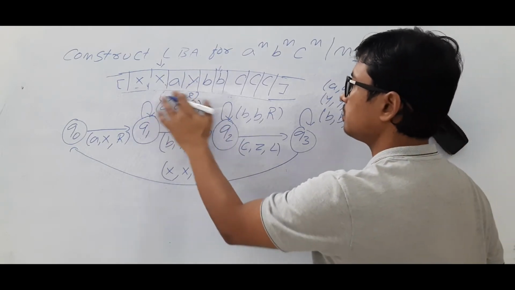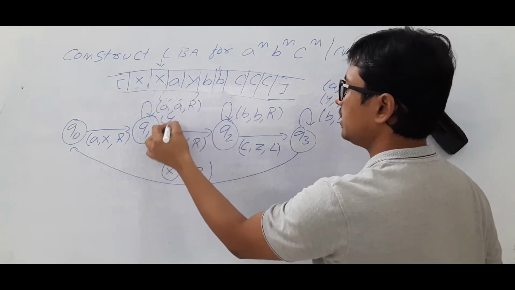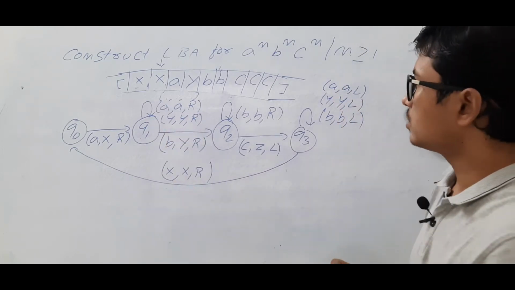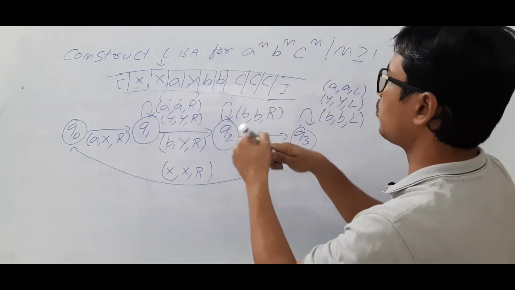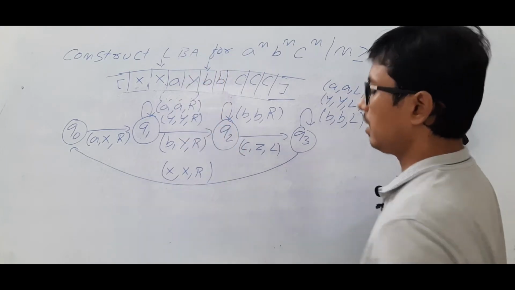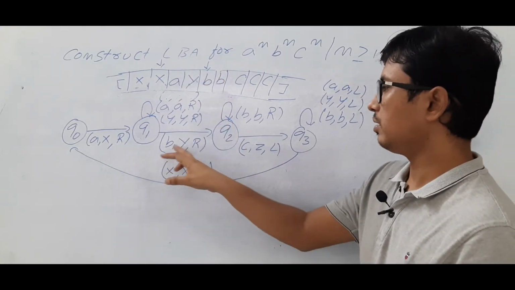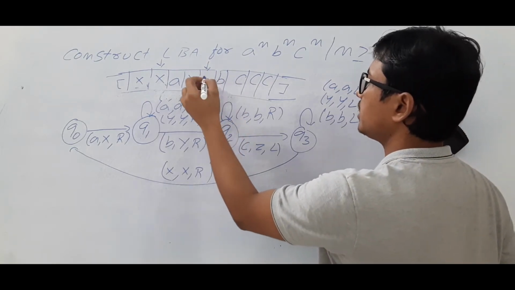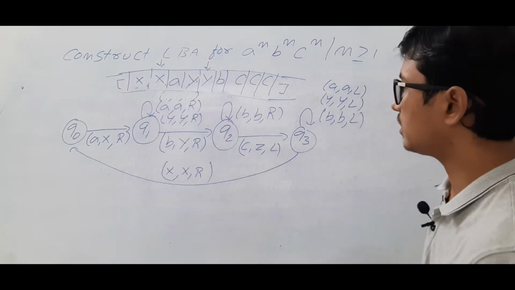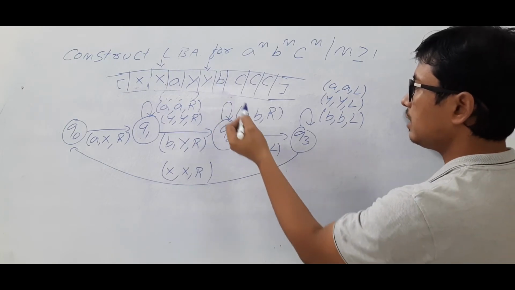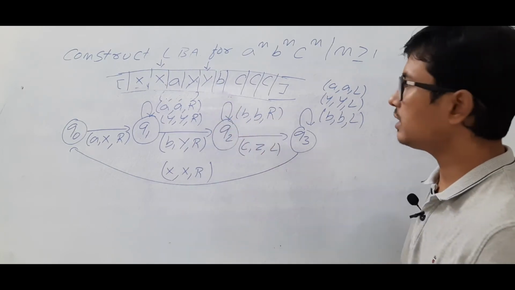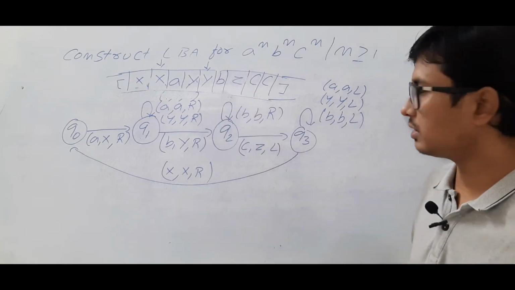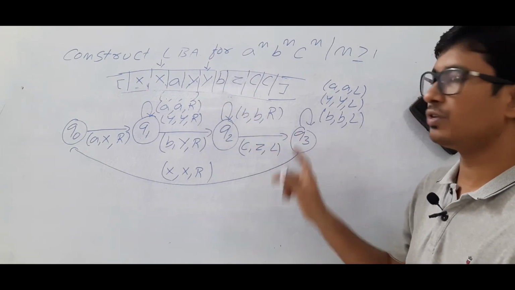Is it visible? Let me write here. If you find a Y, keep it as Y, move to the right. So the tape head is currently pointing to here. Now if you find a B, make it as Y, move to the right. So this B, I have modified it as a Y and move to the right. Now if I see a B, keep it as B, move to the right. And this C was modified to Z. We forgot to mention it. The C was previously modified to Z.